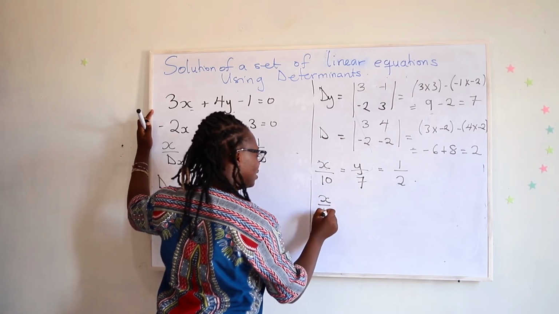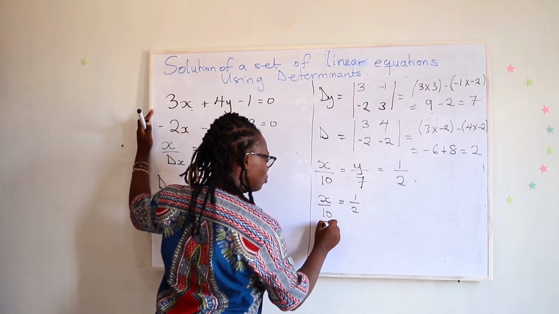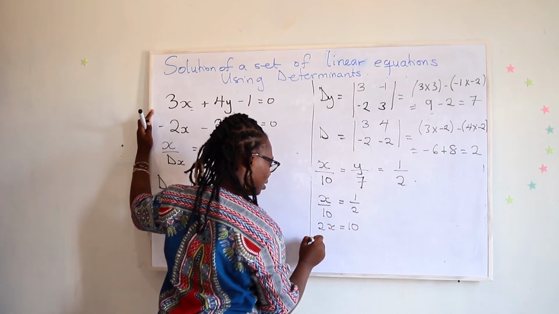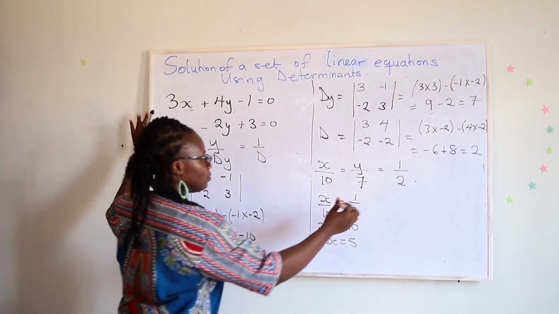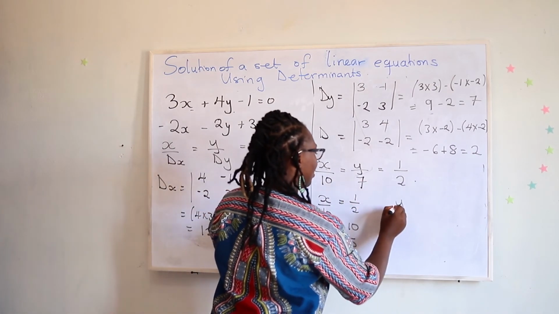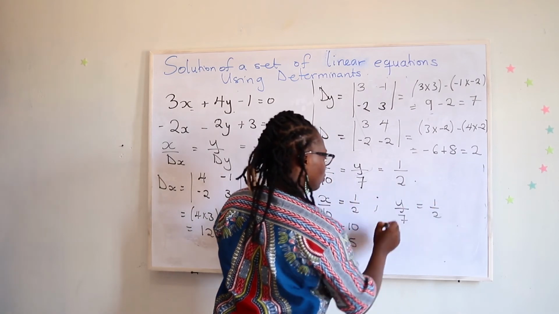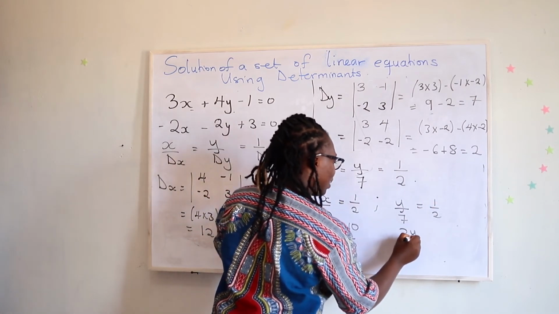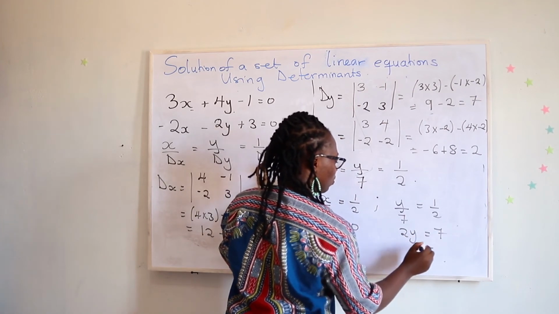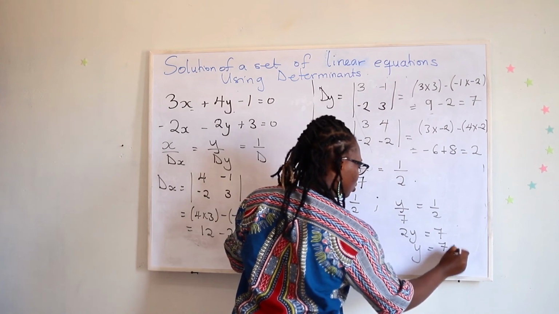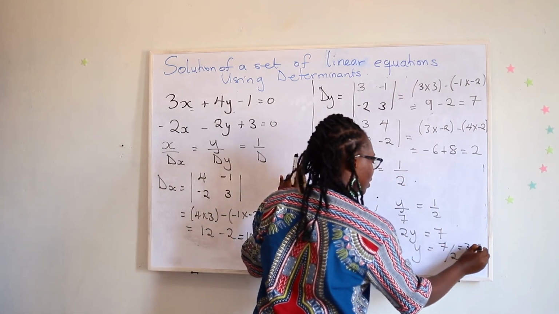So x over 10 is equal to 1 over 2. So I have 2x equal to 10. So x here is equal to 5. Then y over 7 equal to 1 over 2. So I have 2y equal to 7. Y here will be equal to 7 over 2, which is 3.5.